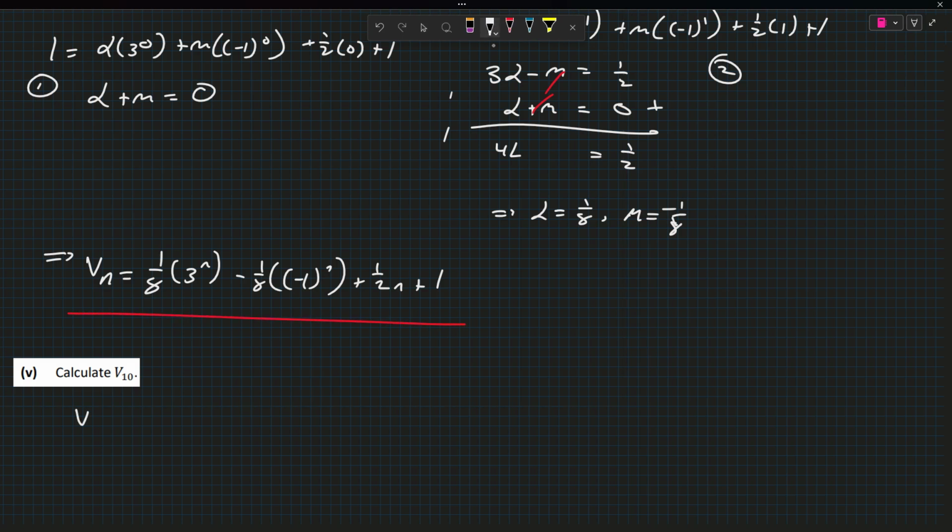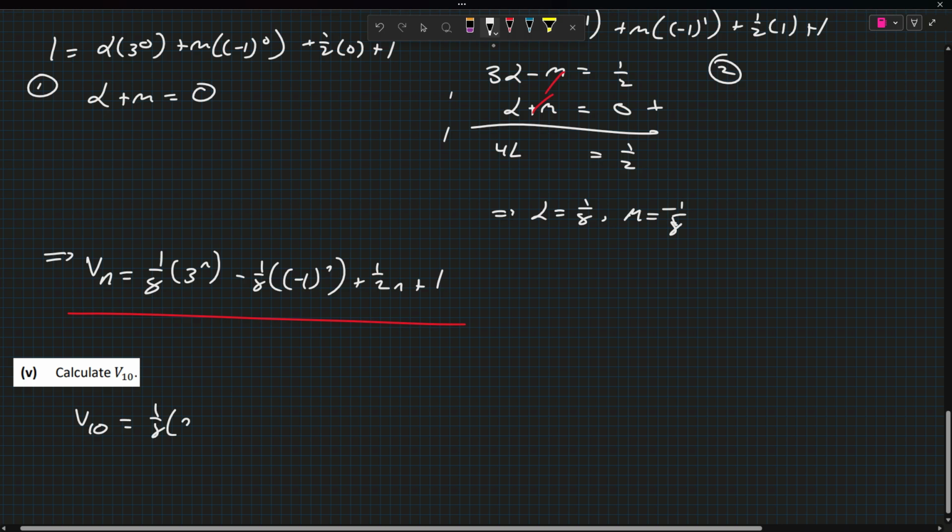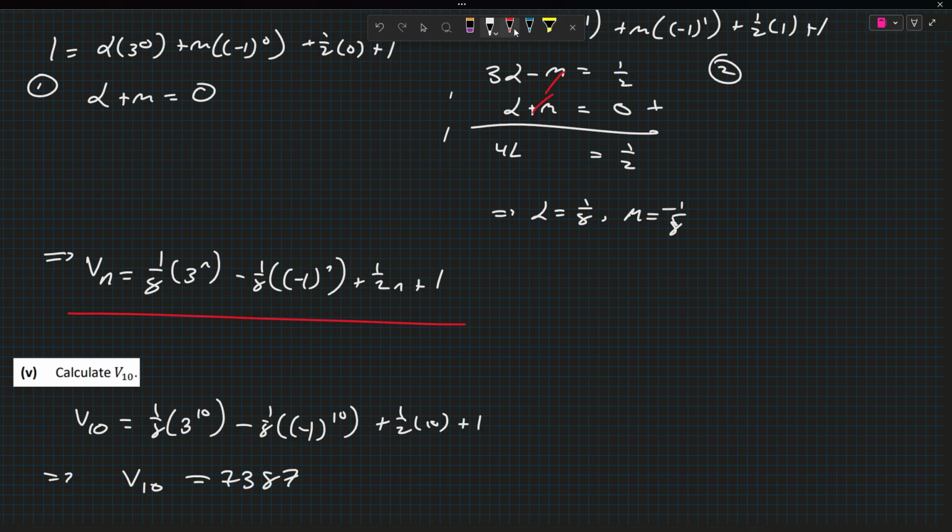Now we have to calculate V10, which is 1/8 of 3 to the power of 10 minus 1/8 times minus 1 to the power of 10 plus 1/2 of 10 plus 1, which I've already calculated to be 7,387.